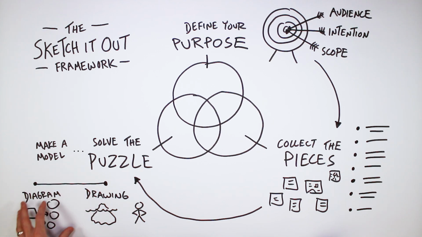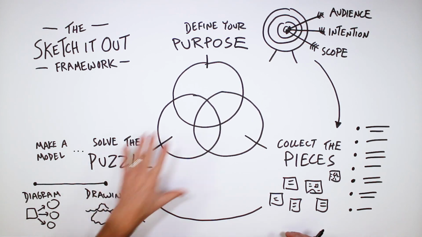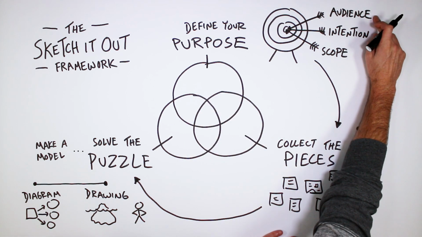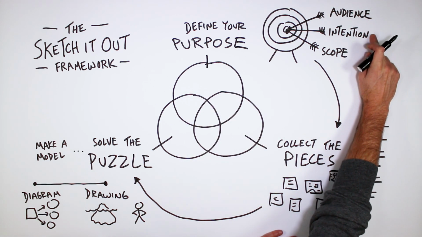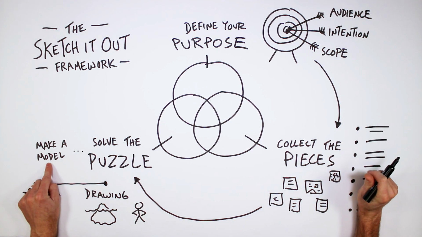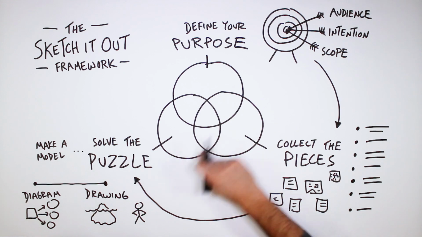And I really do encourage you to try to find a single overarching diagram or drawing that can be the centerpiece for that set of ideas that works well for the audience you're trying to reach, fulfills the intention, and stays within the scope. So in this case, the model for the Sketch It Out framework is this Venn diagram.